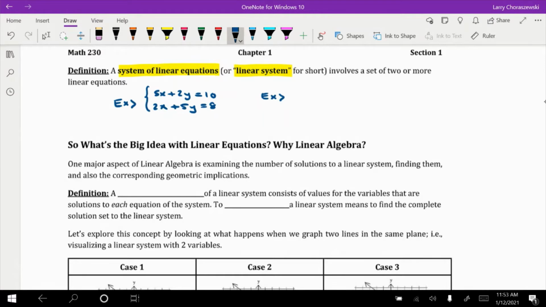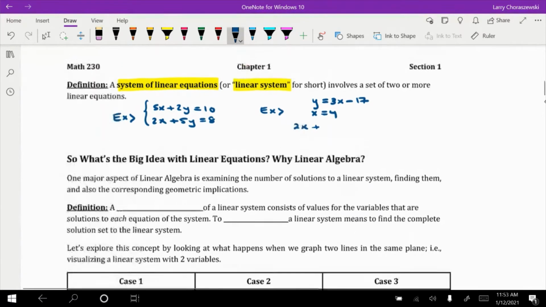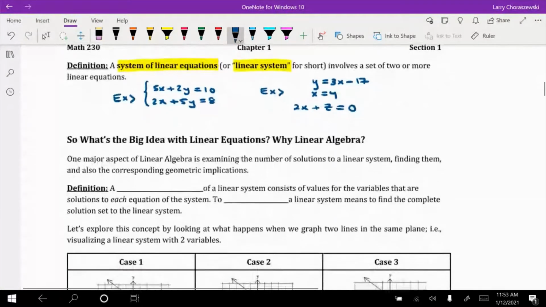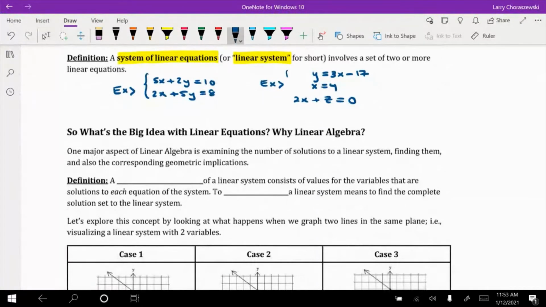You might have three equations where one is not in standard form. So say something like y equals 3x minus 17. And there might be a second equation where you have simply x is equal to 4. And then you might have another equation where you've got 2x plus z is equal to 0. So there's lots of different ways of mixing in equations with each other.